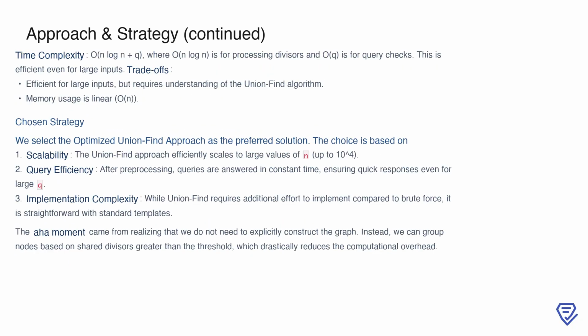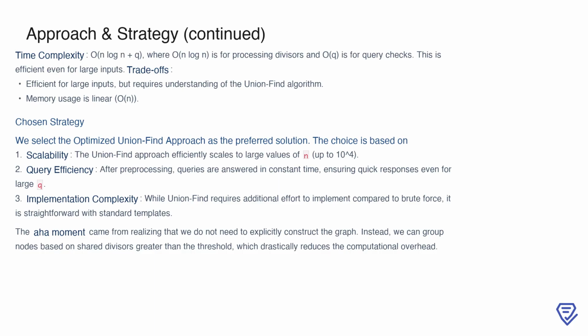The time complexity of the union find approach is O(n log n + q). The O(n log n) term comes from processing all divisors and connecting nodes, while the O(q) term accounts for the query checks. This efficiency makes the method suitable for large inputs, even when n is as big as 10^4. Additionally, the memory usage is linear, requiring O(n) space.